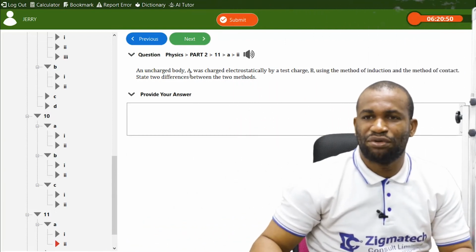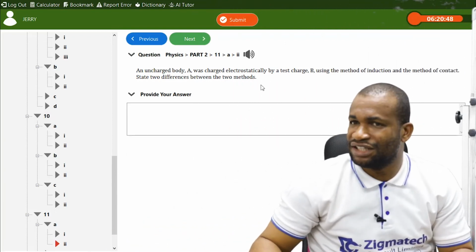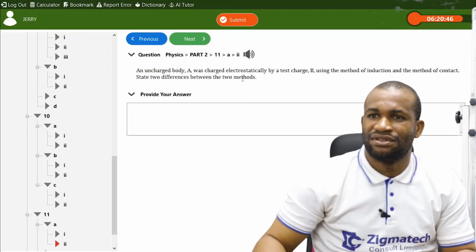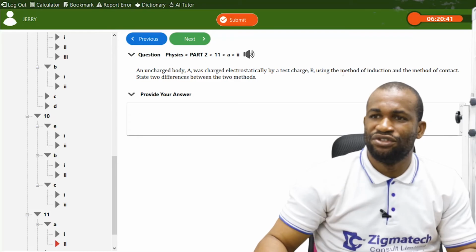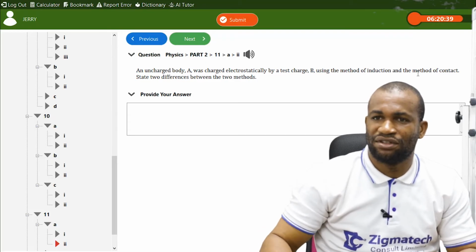An uncharged body A was charged electrostatically by a test charge B using the method of induction and the method of contact.